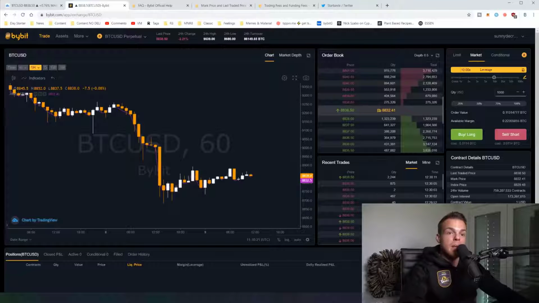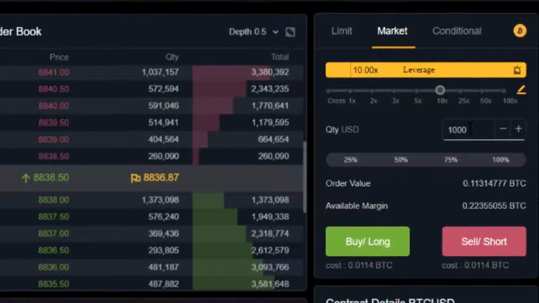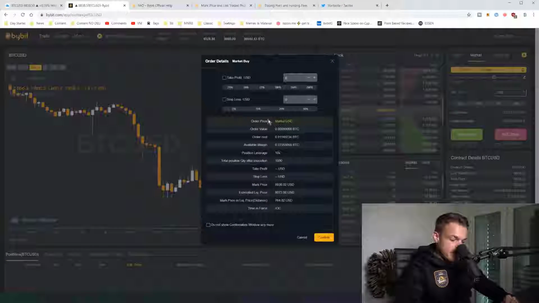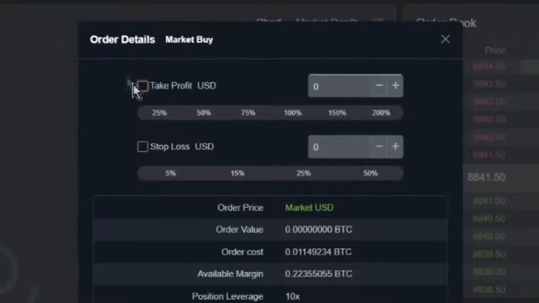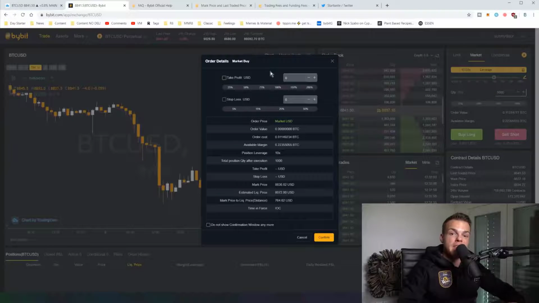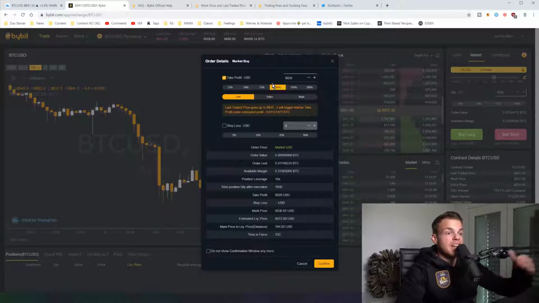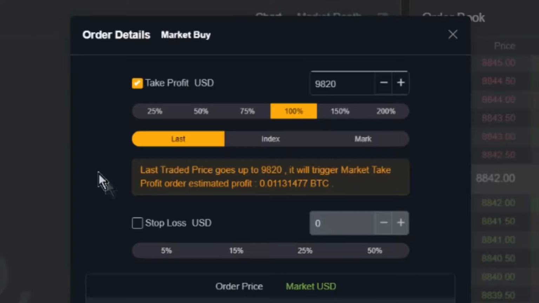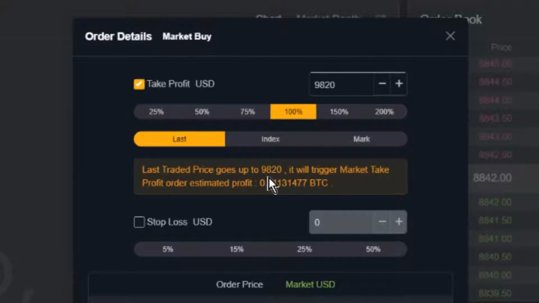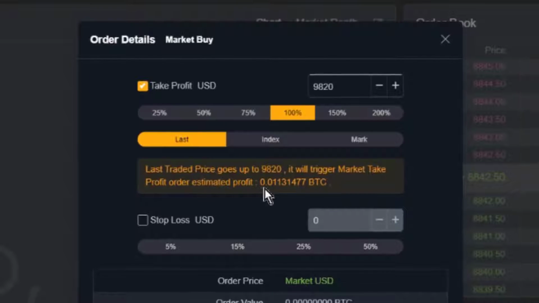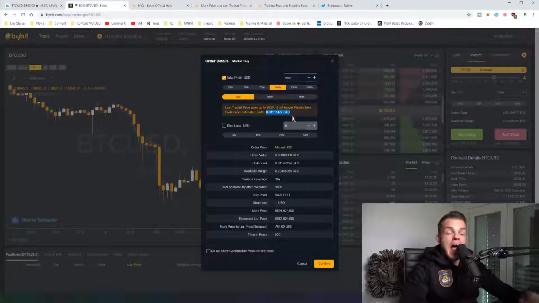So here, as we already said, market buy, you're buying exactly into the spread, to be specific, into the lowest ask. So let's try that, and let's also discuss this mask here again. What you can do, for example, is set up take profit here. I'm personally not the biggest fan of this because I like to do that manually when the position is already running, but you can take profit here. For example, when you have 100% profits, you can sell here and you can see exactly what it does. Last traded price goes up to $9,820. If that would actually happen, you would be at 100%. It will trigger a market take profit order, and here you can see the estimated profit. I personally do not use this function, but I just want to show that this function is there.